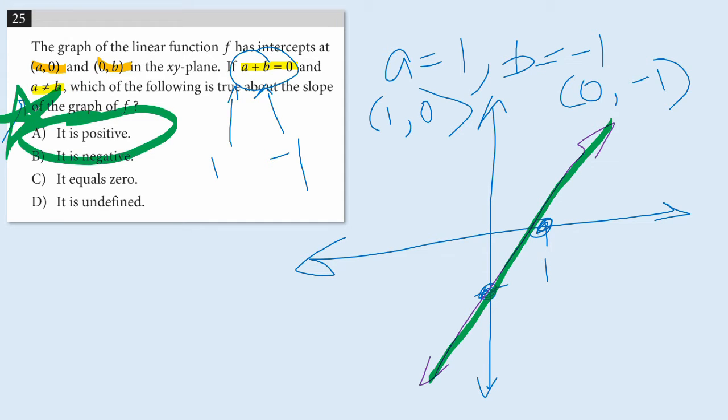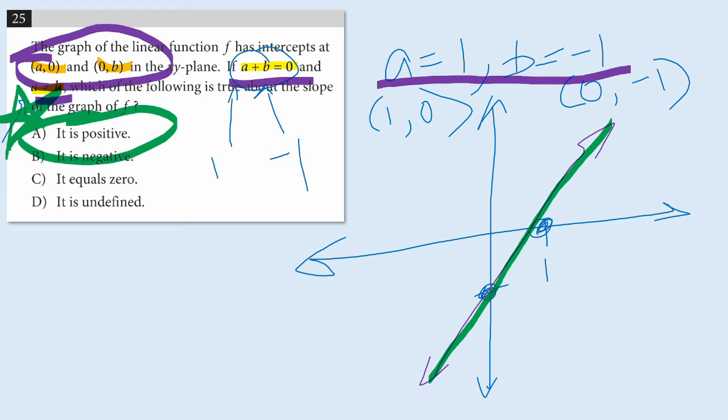So I hope you can see from this example that sometimes you can go rogue and you can make up values that satisfy the statements or the givens that they provided. In this case, a plus b equals 0, and a is not equal to b, which allowed us to say a equals 1 and b equals negative 1, for example. And we were able to use that information and additional facts in the problem to then sketch the line by plotting the intercepts, evaluating the slope, and seeing that, in fact, the answer is A.